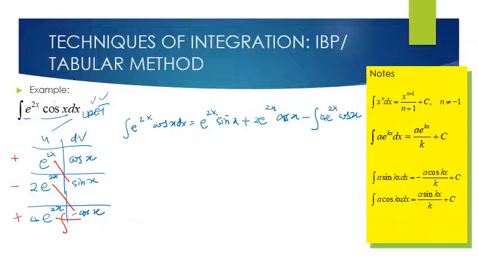So we want to integrate e^2x cos x, but the same function occurs on the right side. So when we want to integrate the right side here, what will happen? It will give the same answer as the left side here.